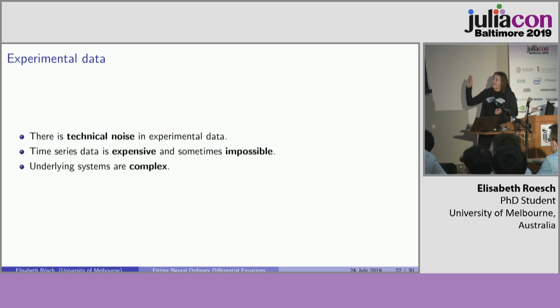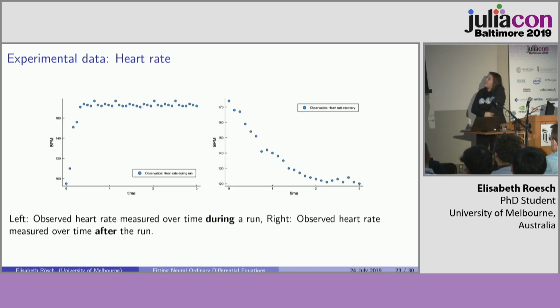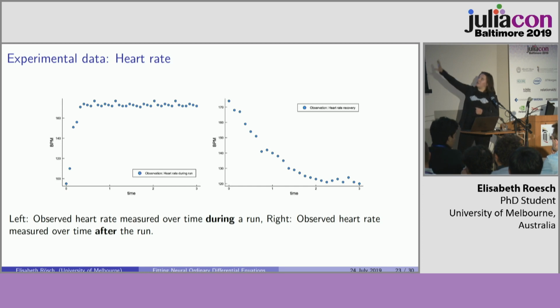And the third thing is that we often expect the underlying system to be very complex. So there's this trade-off between data density and a complex system that we're constantly struggling with. So the first experimental data set that I want to show you is not a crazy one, but just a fairly static one with just a few outliers. So you can see the heart rate over time, once during a run, and once in the recovery.